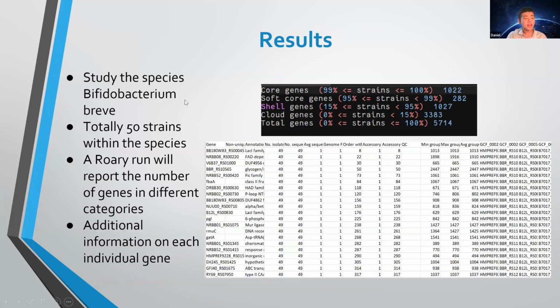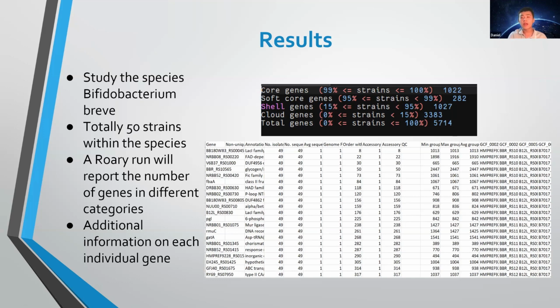To test my pipeline, I studied the species Bifidobacterium breve, which is a bacterium that lives in the intestines. There is a total of 50 strains within the species. And each Roary run will report the number of core, soft core, shell, and cloud genes. Additional information on each individual gene, such as its name, annotation, and the number of strains the gene is present in, will also be reported.